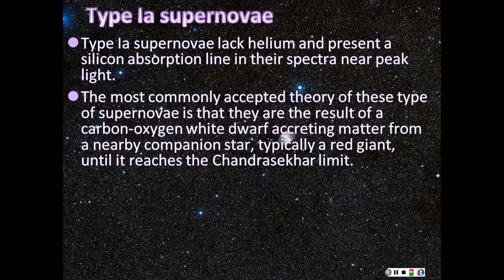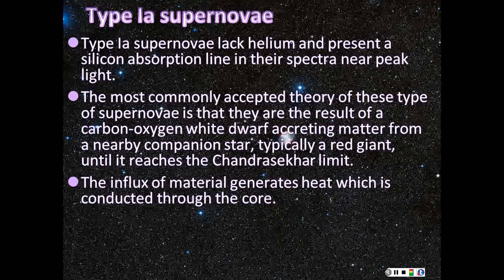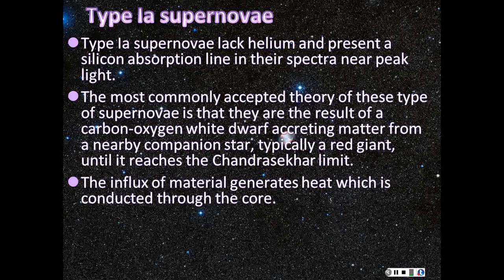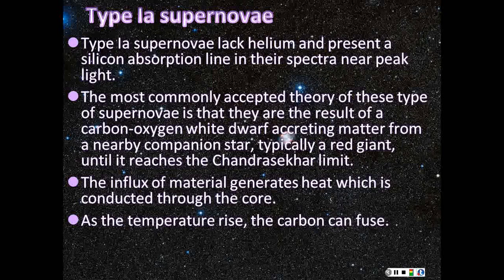And so what you've got is a white dwarf in a binary with something that's probably a red giant, and material flows from the red giant onto the white dwarf. We'll get into that in more detail in the next segment. That influx of material is flowing onto the star, and it is gaining kinetic energy as it's accelerated under gravity, and so it provides energy to the core. Remember, the core is degenerate, and so that heat is conducted through the core very fast, and so the temperature rises in the core and carbon can fuse.